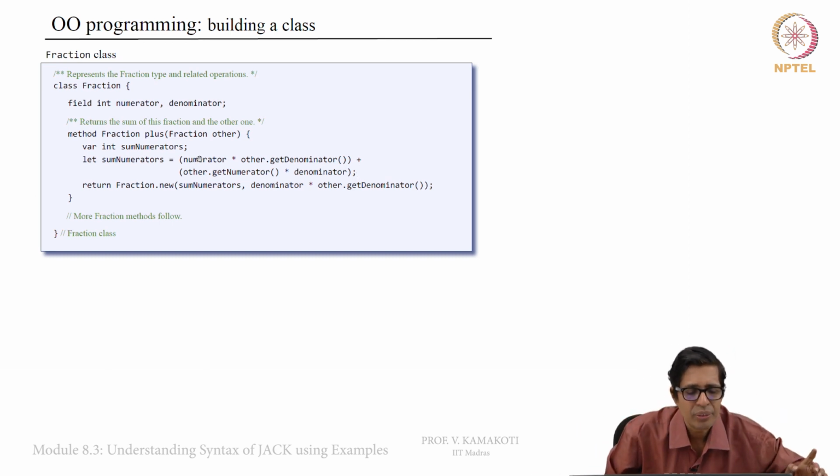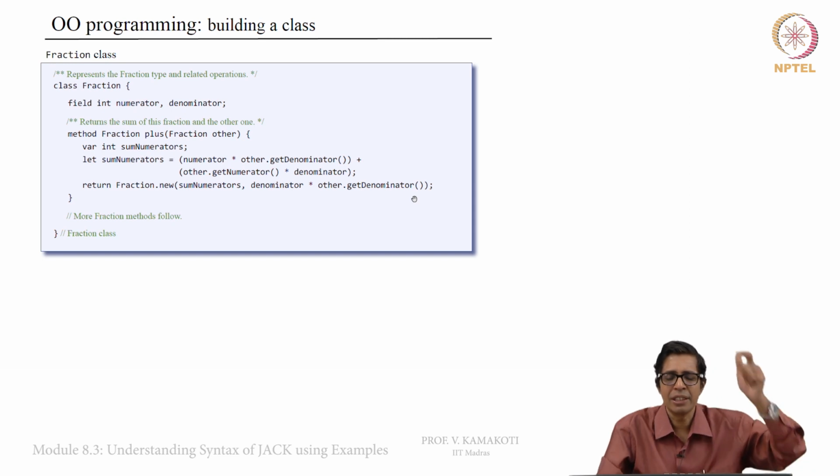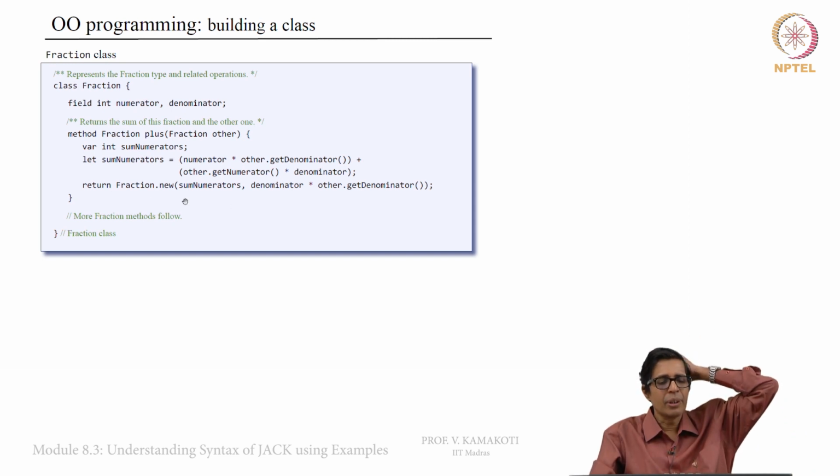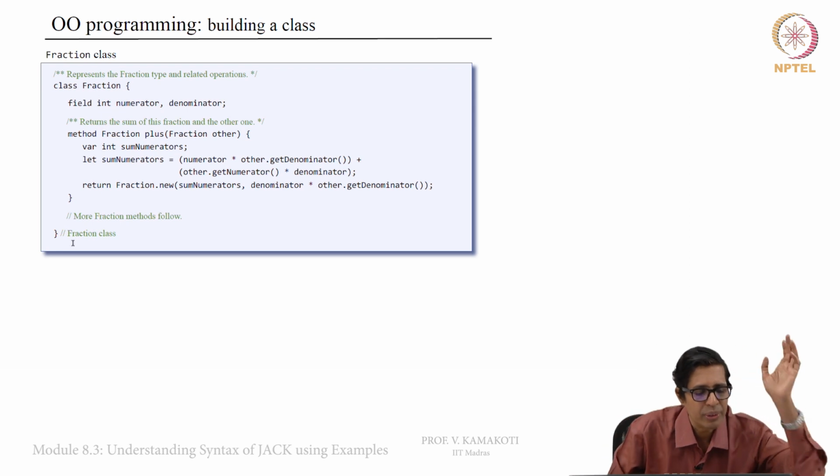So, the numerator sum is current numerator into other fellow's denominator plus other fellow's numerator into current fellow's denominator, and return Fraction.new, create another fraction which is the sum numerator comma denominator into other's denominator. So this Fraction.new in turn will again call reduce, and it will give you a reduced version of this, and this is how this whole thing works.